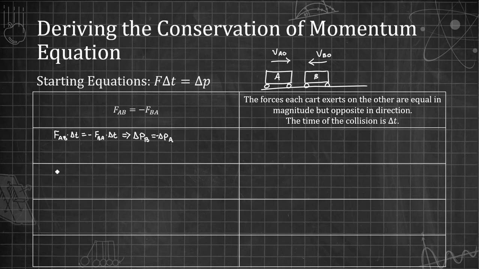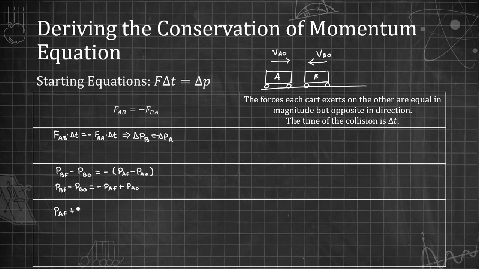Now, knowing that a change in momentum is just the final momentum of that object minus the initial momentum of that object, we can rewrite this expression as the final momentum of object B minus the initial momentum of object B equals negative the final momentum of object A minus the initial momentum of object A. We can then distribute the negative sign on the right-hand side, changing it to negative the final momentum of object A plus the initial momentum of object A. The next step is to rearrange the equation so that we're grouping initial terms and final terms on the same sides of the equation.